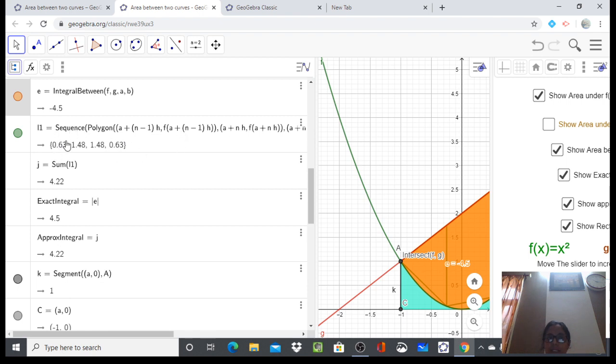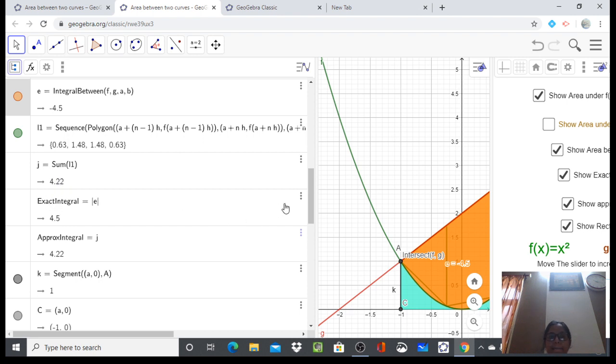And what is this? If we have 4 polygons, then this is the list of the areas of the sequence of polygons. So 0.63 is the area of the first polygon, 1.48 is the area of the second polygon, then another polygon and another polygon. Then we calculate the sum of these areas by giving another command, the sum of the list of elements. So we get the sum of the areas. This is the area using the rectangle method.